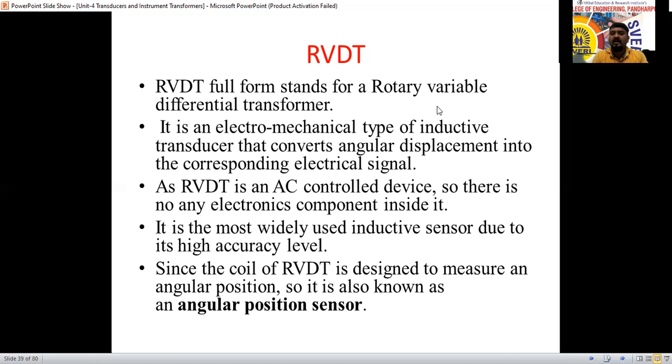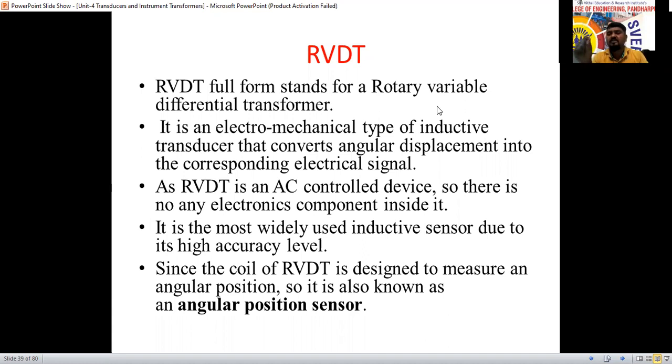As RVDT is an AC device, we give an alternating supply to it. There is no electronic component inside it. It is the most widely used inductive sensor due to its high accuracy. Its accuracy is very high. Since the coil of the RVDT is designed to measure an angular position, it is also known as an angular position sensor.